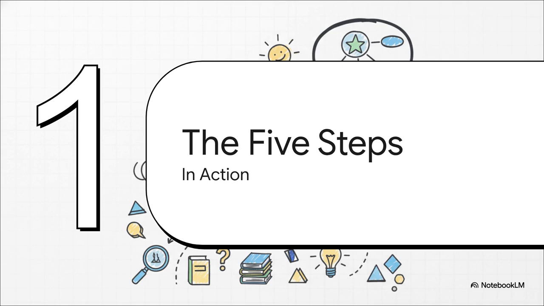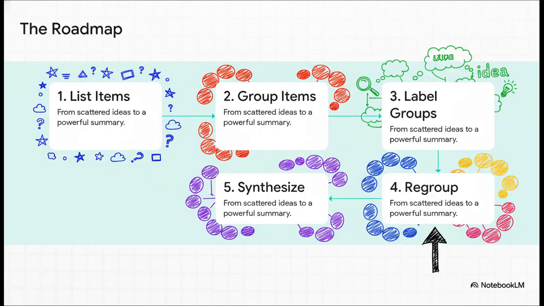Okay, so how does it actually work? Let's break down the whole process into 5 core steps. And to make this really tangible, we're going to use the abstract concept of a grudge as our running example, just like you might in a classroom. And here is our roadmap. First, we list items, then we group them, and then we label them. From there, we regroup to find even deeper connections. And finally, we synthesize it all.